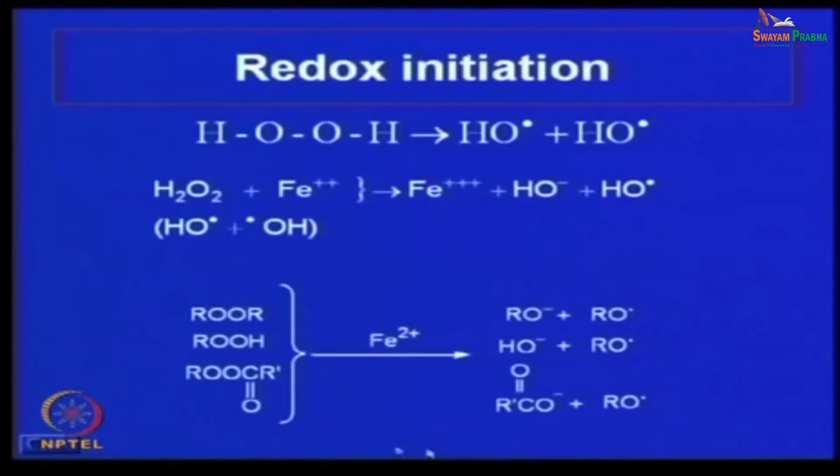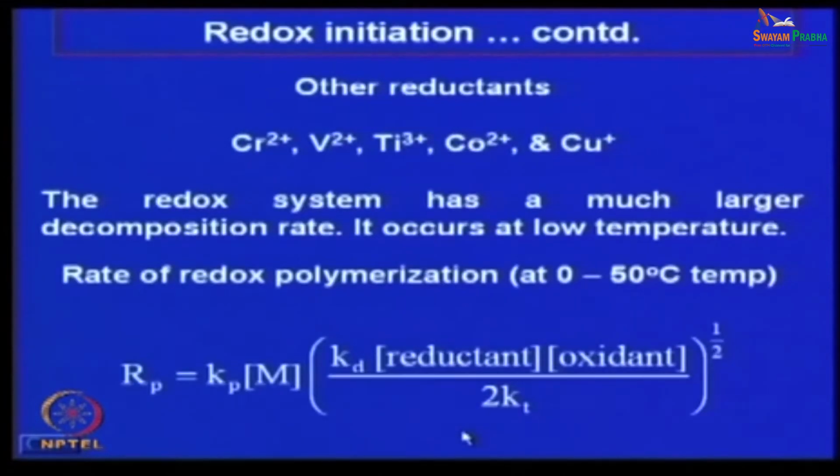This gives the same thing, a general system of peroxides, acyl peroxides, etc., and decomposition into free radicals and ions. Other reductants which can also be used are chromium, vanadium, titanium, cobalt and copper in the reduced state. The redox system has a much larger decomposition rate, it occurs at low temperature, and gives you a very good rate at this temperature range, and this rate of redox polymerization can be evaluated with the help of this expression.